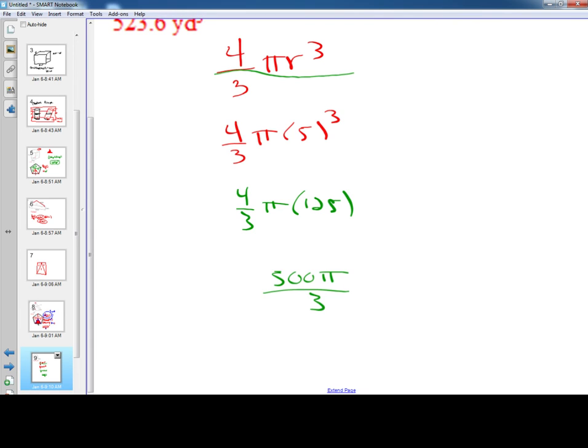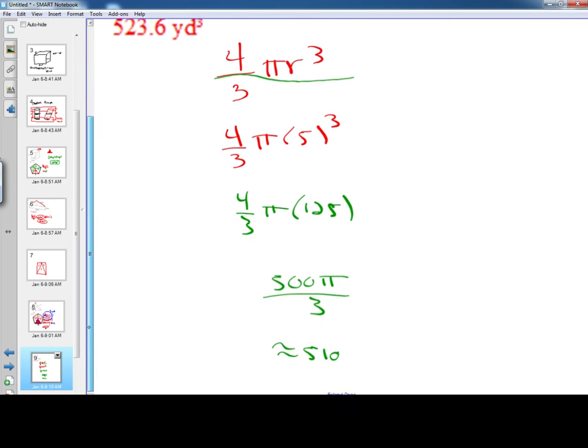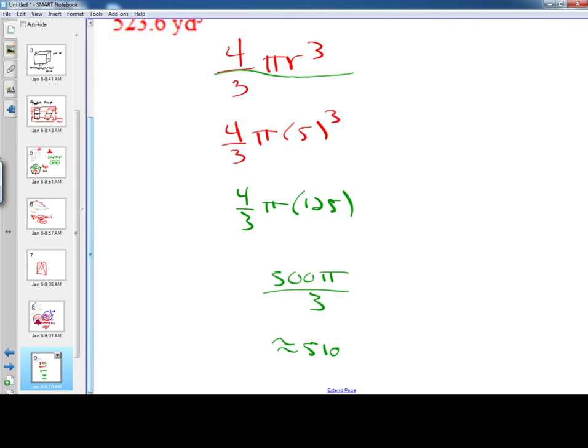Now, if you want to sit there and actually do it, that's fine. But I can already tell you this is going to be about 510 or something like that, because 3 and pi almost cancel each other out. So you get a little bit more than 500. That gives you the answer. Yeah, 523. So that gives you a good idea of where you're supposed to be. 5 times 5 times 5.